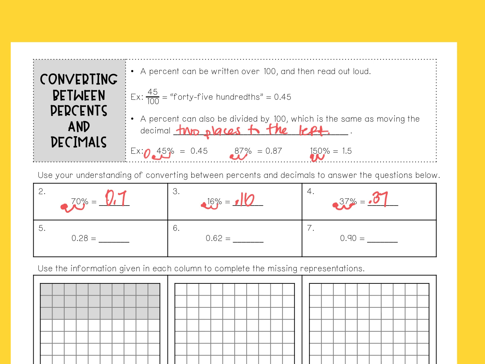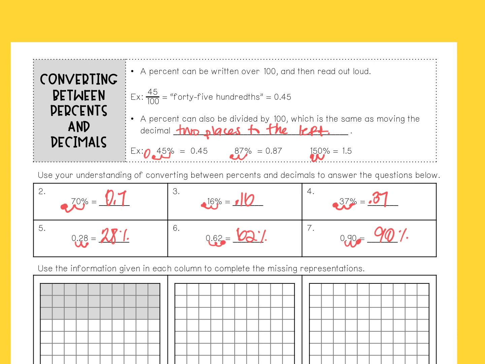And now I'm going to turn 28 hundredths into a percentage. Since I have a decimal here and I want to change it to a percentage, I'm going to move it twice to the right. So 28 hundredths will give me 28%. 62 hundredths, 62 over 100. I'm going to move my decimal twice to the right for 62%. Now I have 90 hundredths or 9/10. I'm going to move my decimal twice to the right, and I'm going to get 90%.